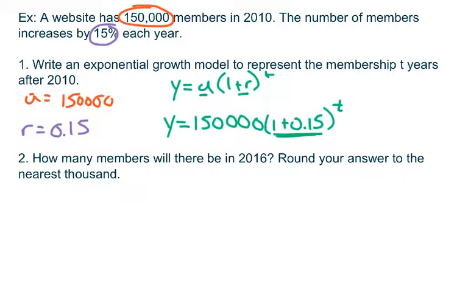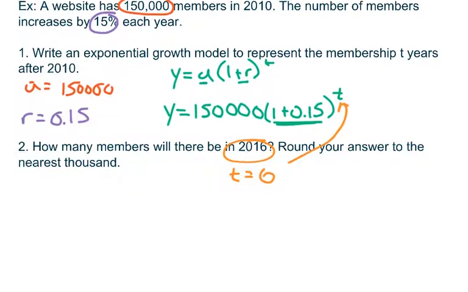It's not necessarily required. Question number 2, how many members will there be in 2016? Round your answer to the nearest 1,000. Okay, so our rounding is going to be a little bit different, but we can certainly do this. So 2016, that's going to give us our time. T is the number of years after 2010. Well, how many years have passed between 2010 and 2016? That would be 6. So T is going to be equal to 6, and we're going to put it right there in our original equation.